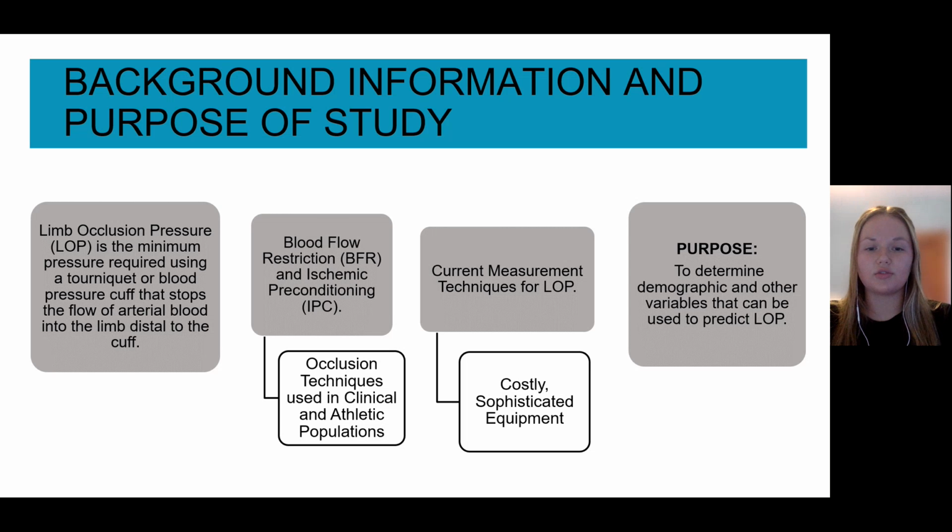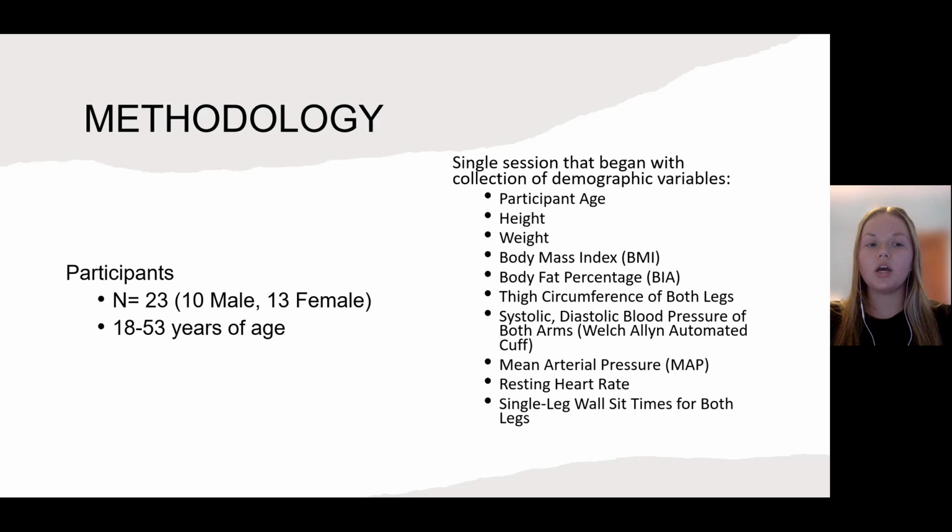Current measurement techniques for limb occlusion pressure are costly and require sophisticated equipment. So the purpose of this study was to determine whether demographic or other variables can be used to predict limb occlusion pressure. To do this, we had 23 individuals come into our lab for a single session protocol. They ranged in age from 18 to 53.